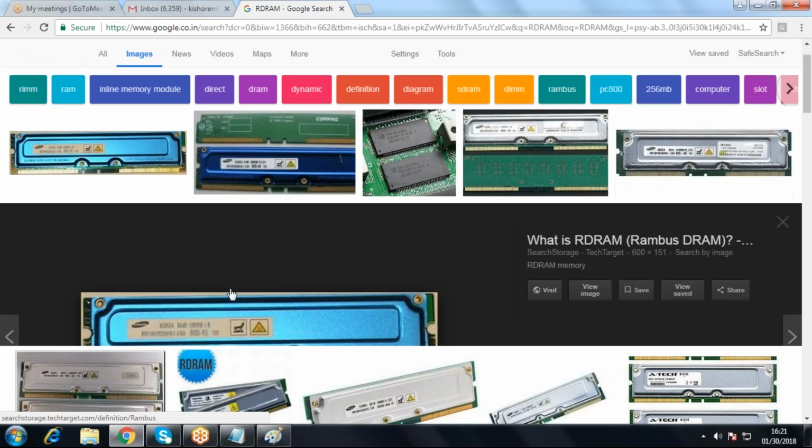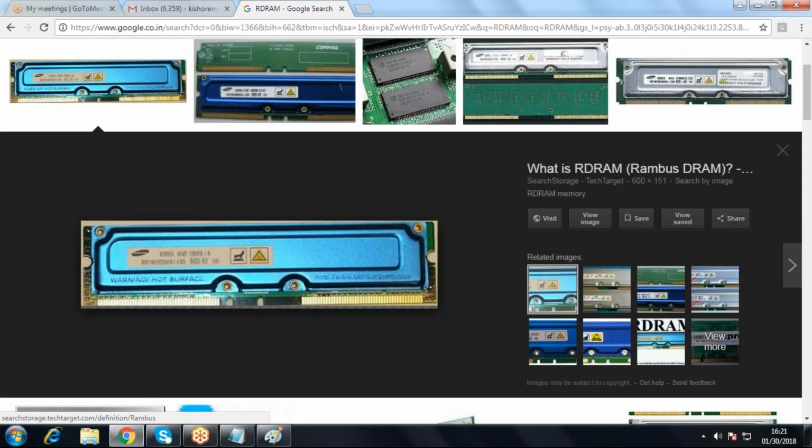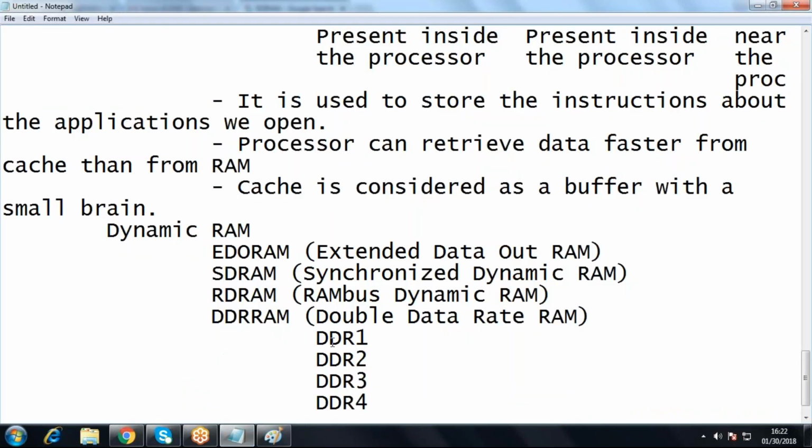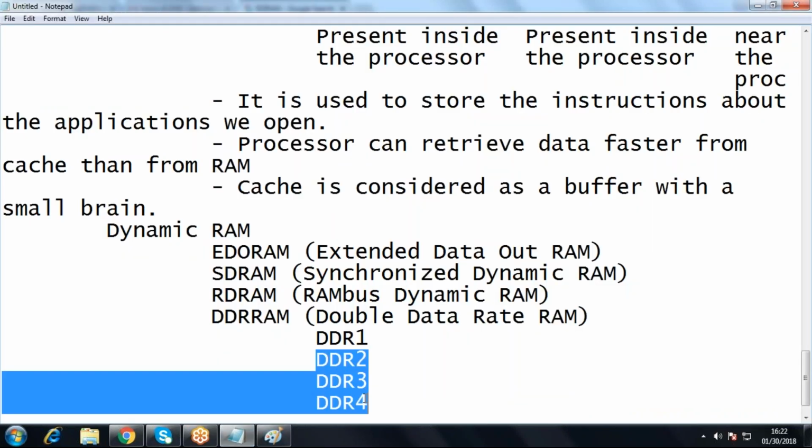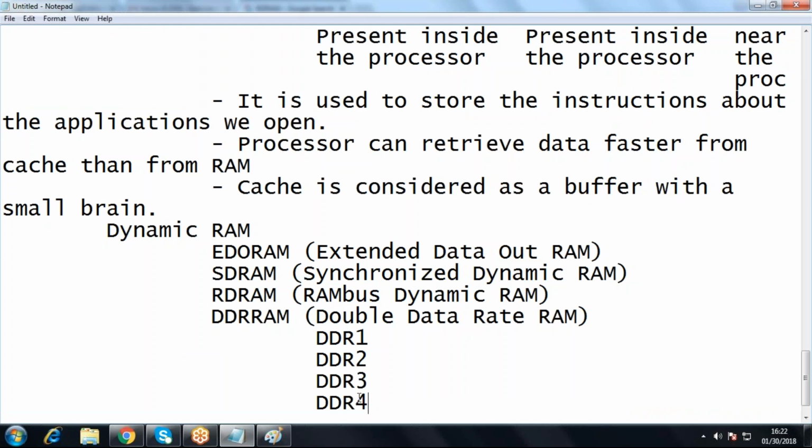This one. You can see the two notches are in the middle. This is RD RAM. Of these RAMs we are having, presently we are using DDR2, DDR3 and DDR4. We're not using EDO, SD, RD and DDR1 anymore.